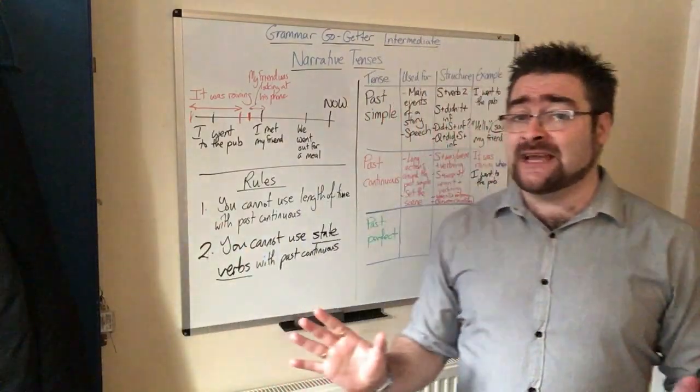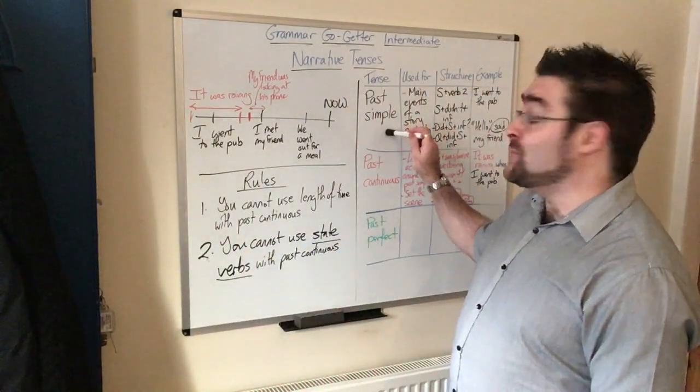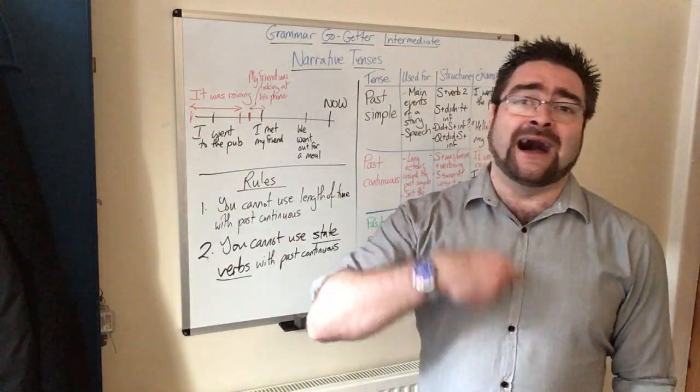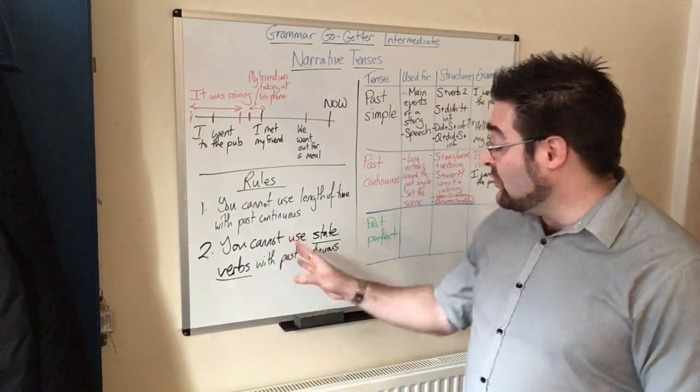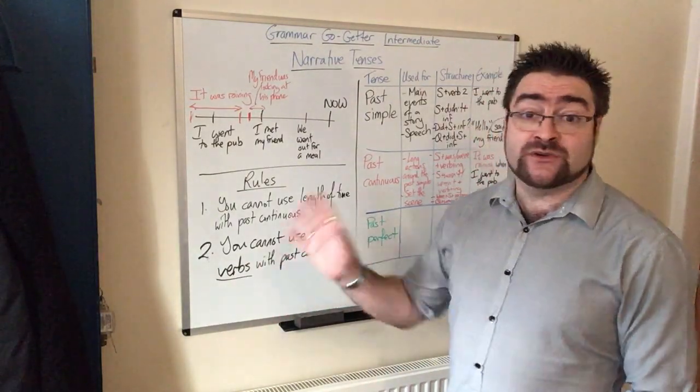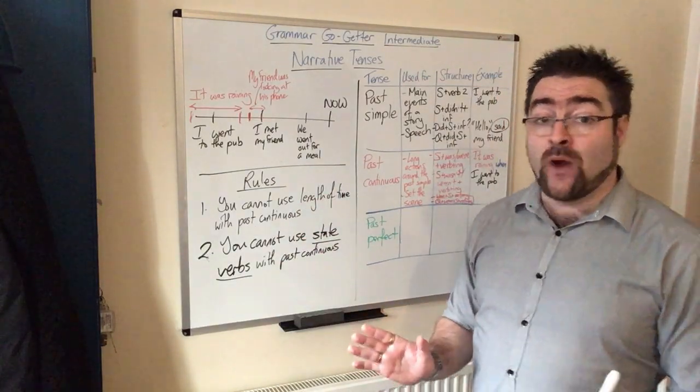It's not possible to say these things. You then need to use the past simple. I knew the answer. I was a woman. I had a beard. You cannot use state verbs with continuous tenses. Past continuous, present continuous. You can't use them in this way.